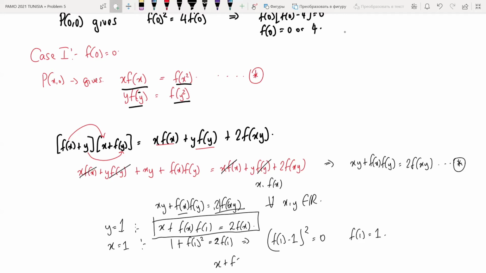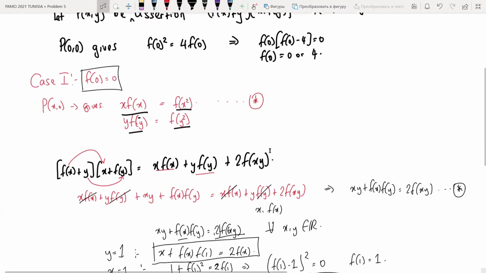We get x plus f of x equals 2f of x. So making f of x the subject of formula, I get f of x equals x. So f of x equals x, under this case, f of 0 equals 0. Remember, I'll still have another case to consider, but in the case f of 0 equals 0, we get f of x equals x. So let's check, and we have to make sure we plug in what we got here into our original functional equation.